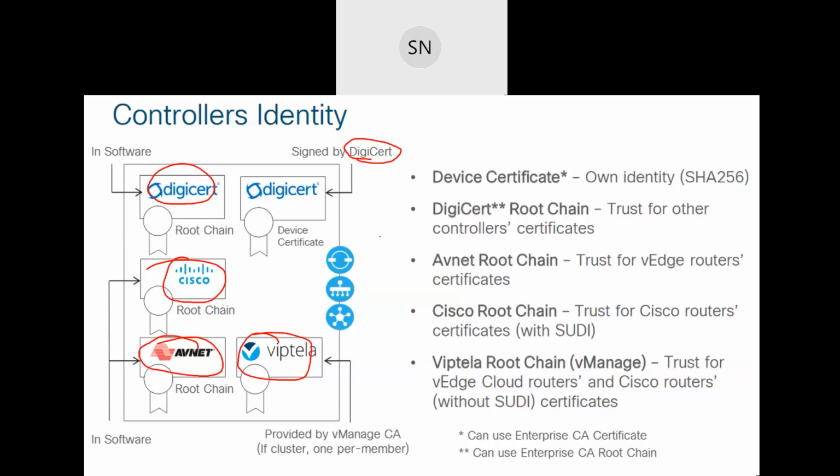Now the Cisco router identity. Instead of AVNet, Cisco has this SUDI chip. Inside the SUDI chip, during the manufacturing itself, Cisco will install their device certificate. So that's the key difference. Still, Viptela OS or the vEdge devices come with the AVNet chipset. This is the key difference that you need to look into from the backend point of view. And the Cisco devices, or the Cisco ISR devices, come with the SUDI certificate.